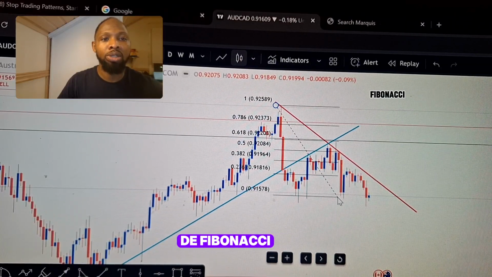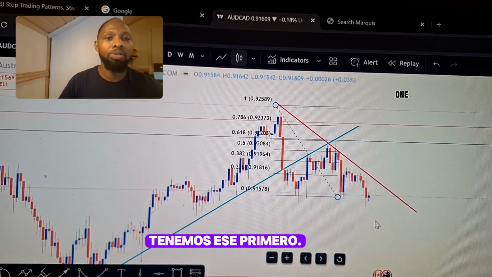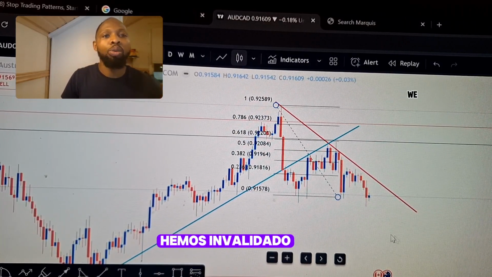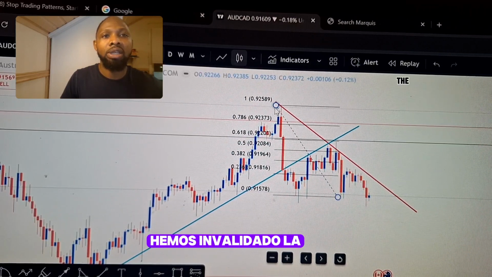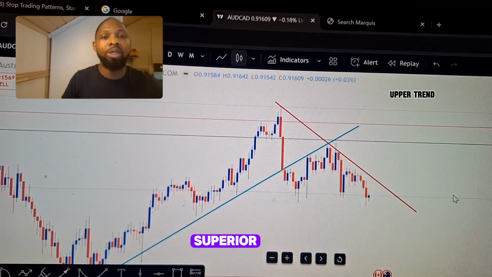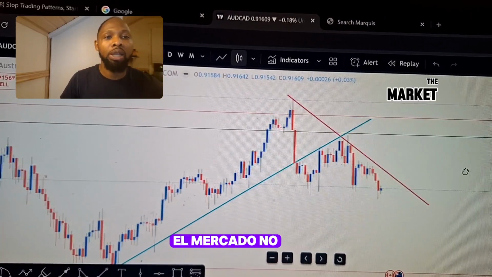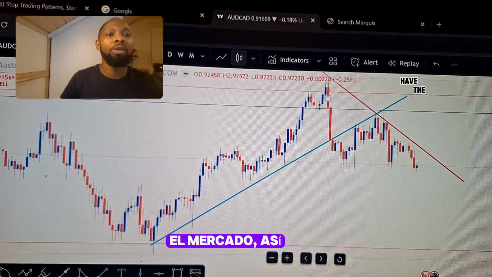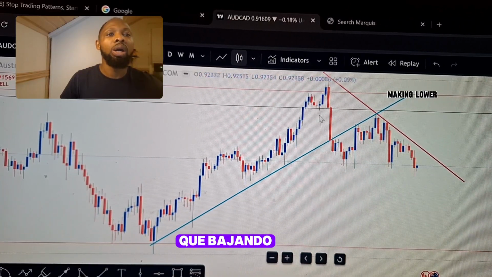It's at the 0.61 Fibonacci retracement. We have that one. First, we are at the resistance level. Secondly, we have invalidated the structure of the uptrend, which is the higher highs and higher lows. The market couldn't make any more higher highs and higher lows, and now the market is making lower lows.